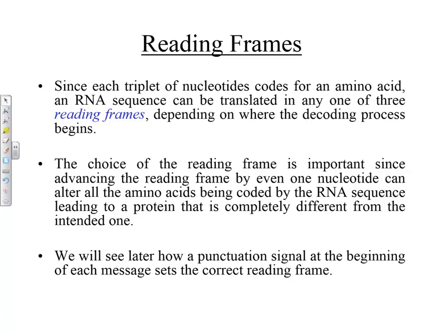Now, since each triplet of nucleotides codes for an amino acid, an RNA sequence can be translated in any one of 3 reading frames, depending on where you start the decoding, right? The choice of the reading frame is important because if you change it even by 1 unit, you have messed up everything. We are going to see later how a punctuation signal at the beginning of each message will set the correct reading frame. Okay.